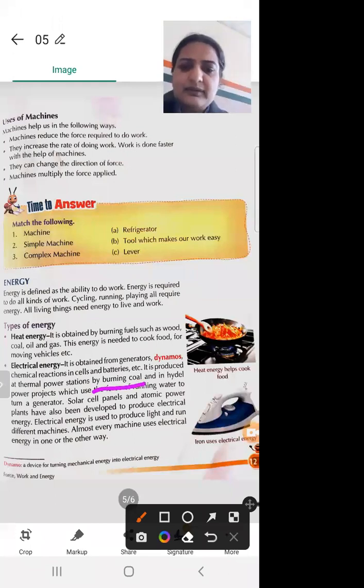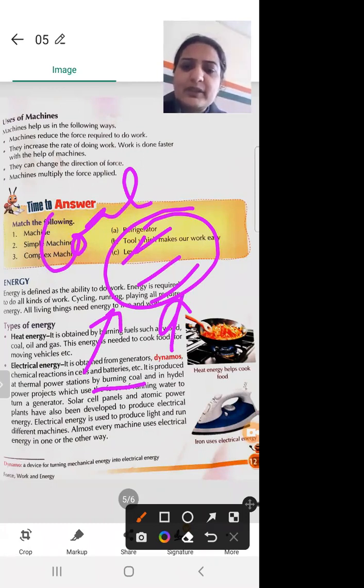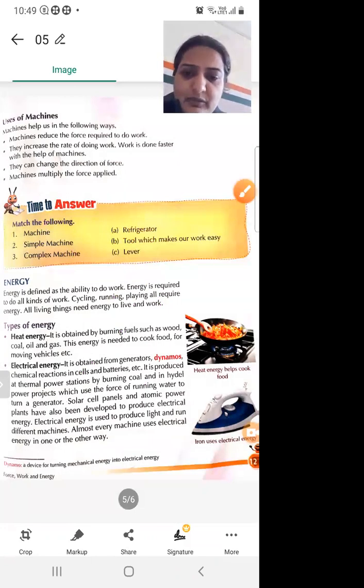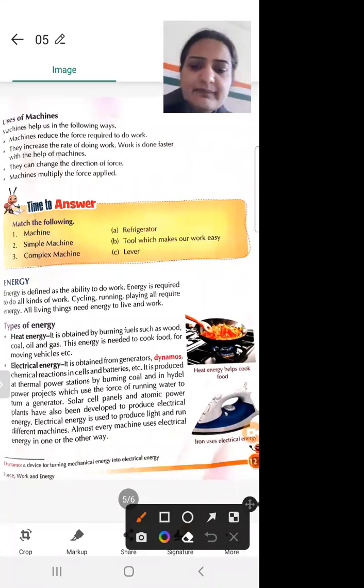Burning coal. When we burn coal, suppose this is coal. If we burn this coal, which energy is produced? Heat energy is produced. And in the hydropower plant, which uses the force of running water to turn a generator. So how do we run a generator?